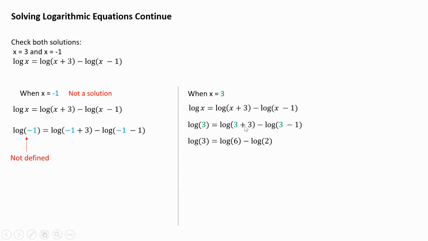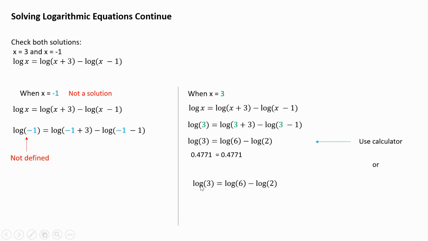Now this is 6, right? 3 plus 3 is 6. Here, we can use a calculator, so this will be my answer. But we can apply the rules that we learned so far. This is the answer, so it's true. 3 is the answer. But we can do it without a calculator.